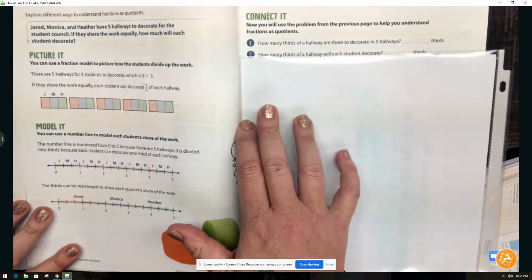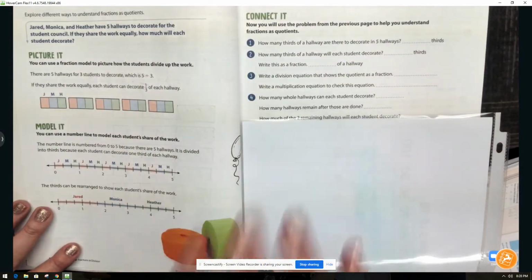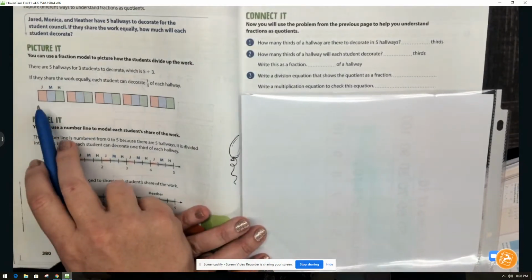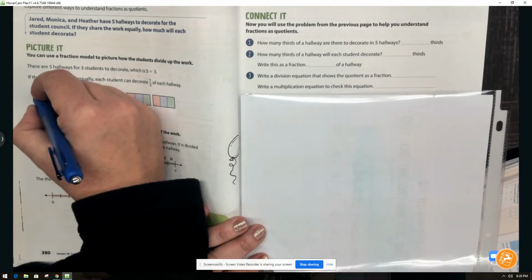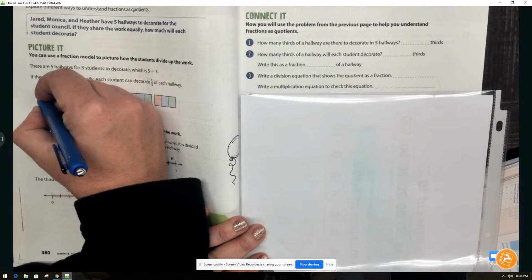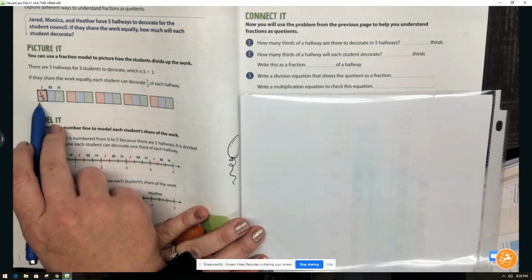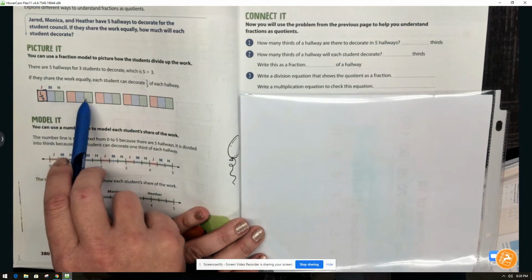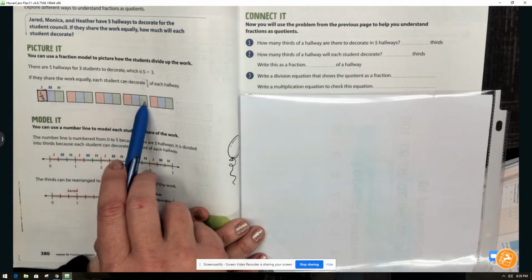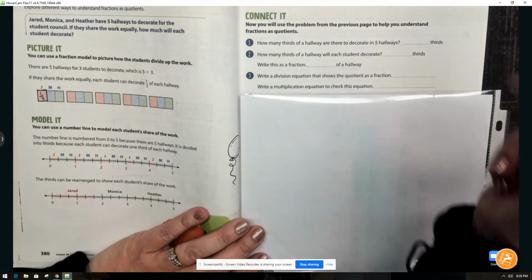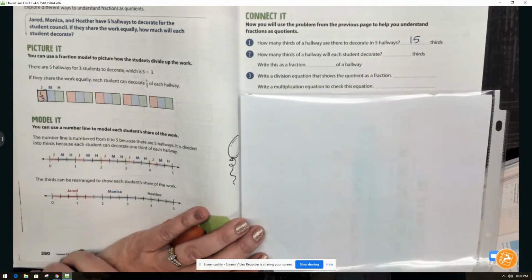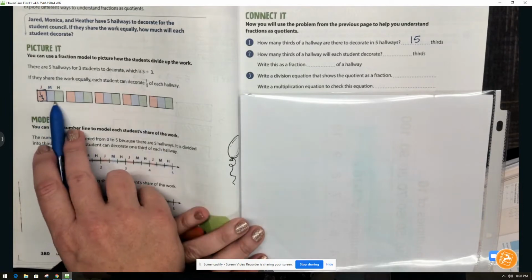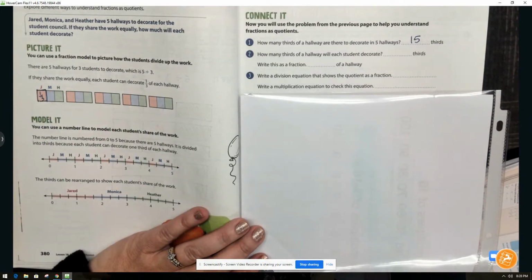So number 1 says, how many thirds of a hallway are there to decorate in the 5 hallways? So that means in the 5, each one of these squares is 1/3. How many thirds do we have all together? Let's count. 1, 2, 3, 4, 5, 6, 7, 8, 9, 10, 11, 12, 13, 14, 15. We have 15 thirds. We also could have multiplied the 5 hallways times the 3 groups. 3 times 5 is 15.